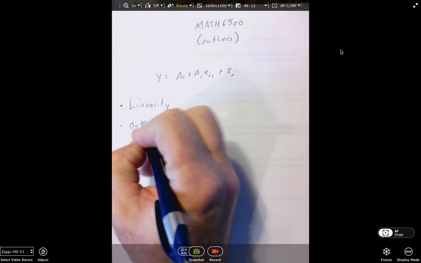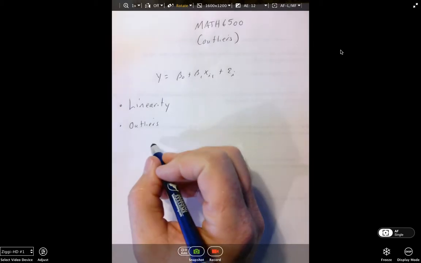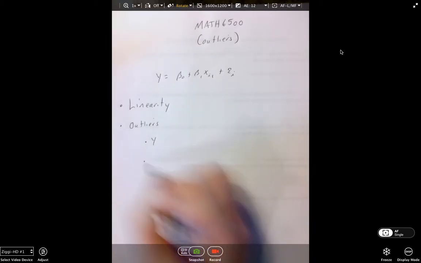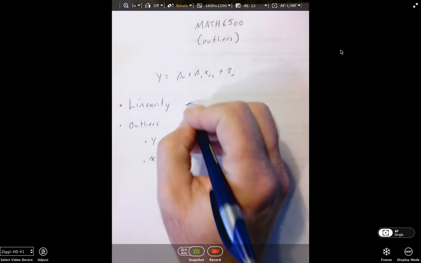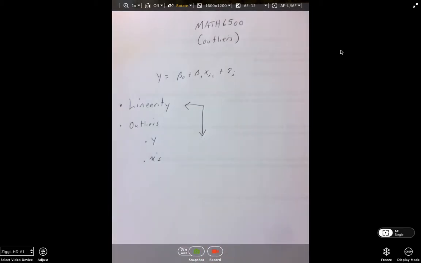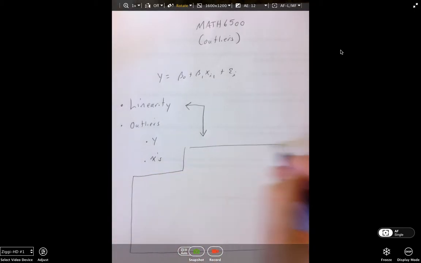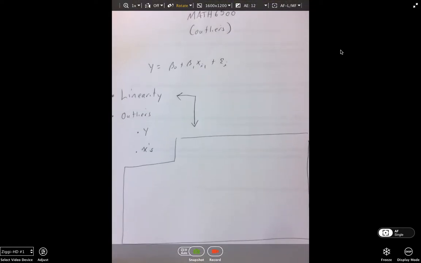We're going to look at outliers with reference to the y variable in this video, and in the next video we're going to look at outliers with respect to the x. But for right now, I want to just focus on the linearity, and we'll look at the outlier approach in just a second. Now, the linearity part actually turns out to be pretty straightforward.